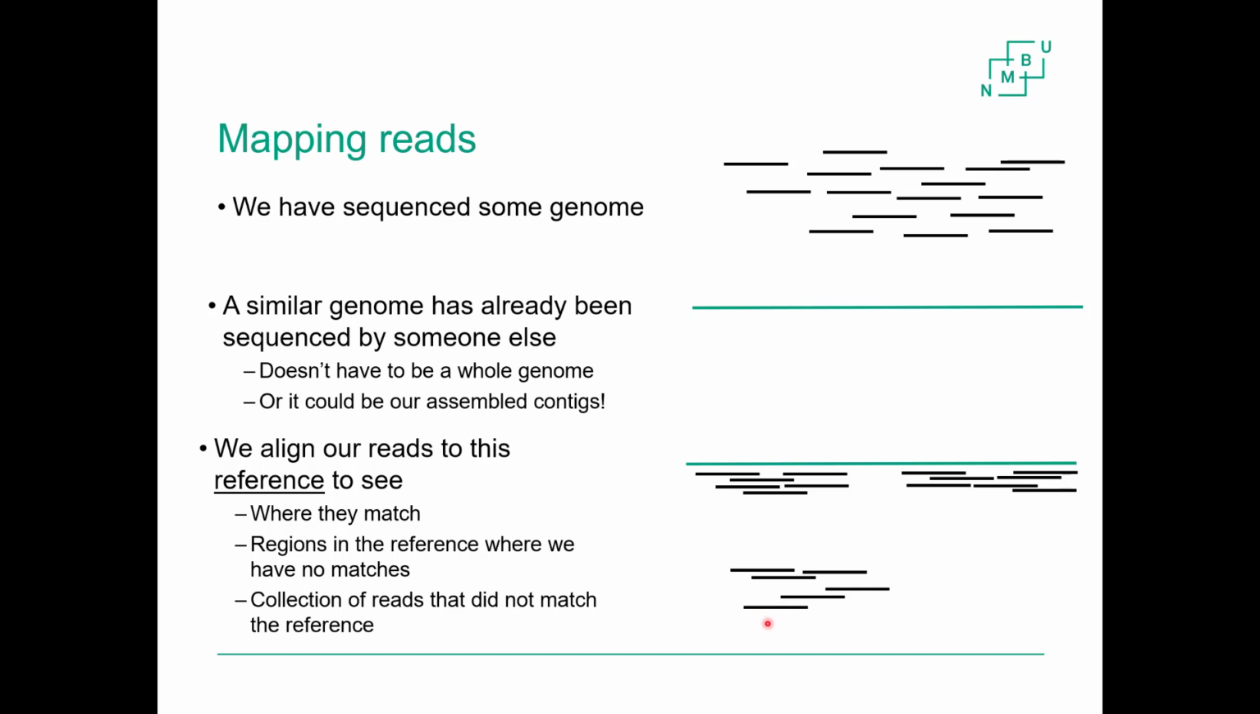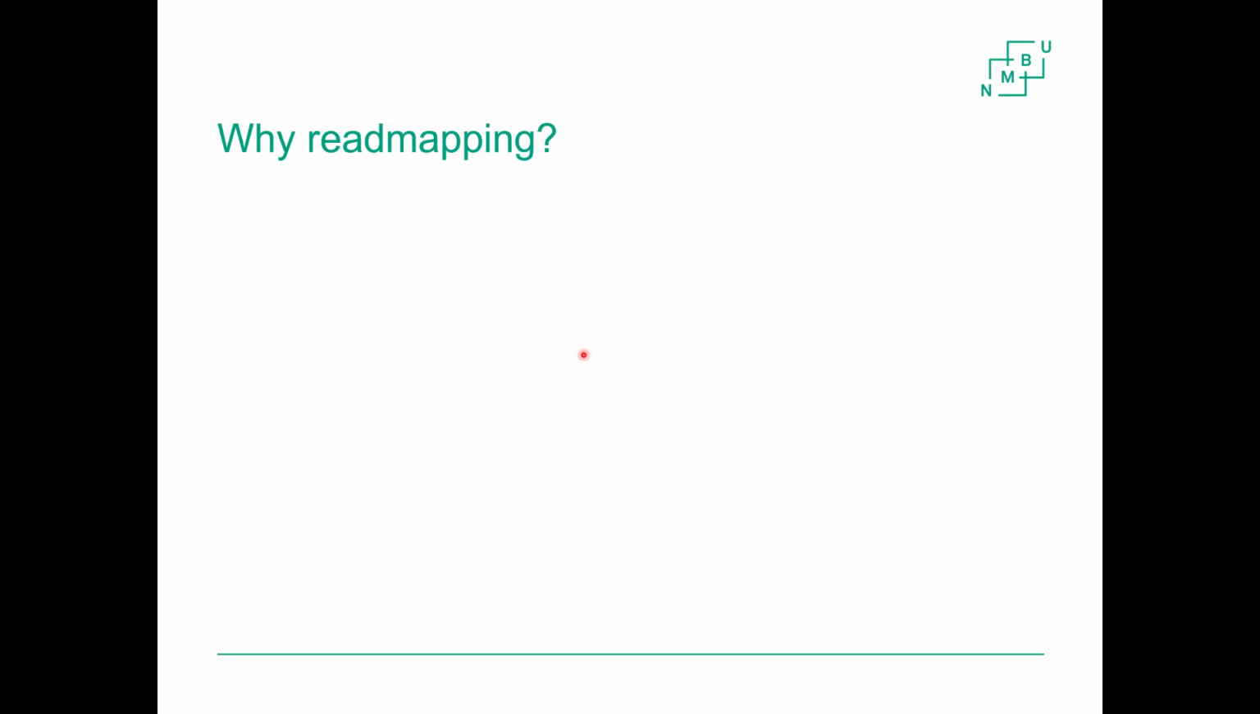And we will also see later in this course that we do read mapping in order to discard reads that are contaminants. The reads that map to some contaminating organism, we throw away. And the other reads are the ones we are really interested in, the ones we keep. So we will come back to that when we talk about metagenomes.